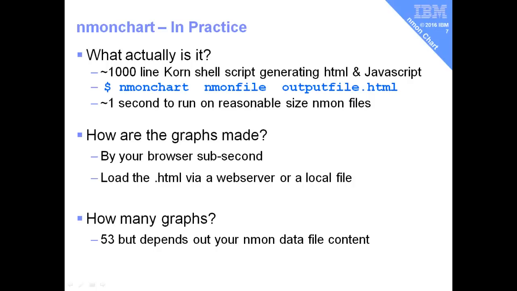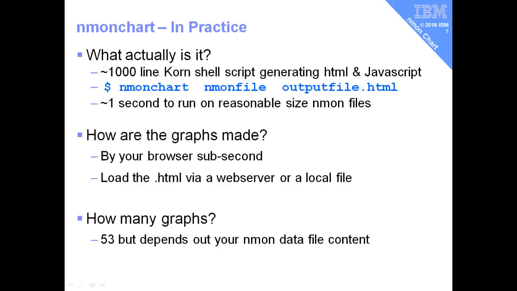You run it like just a command. You give it the nmon file and you give it the output file name. And it takes about a second to run on reasonable size nmon files, by which I mean under 800 snapshots, for example. If you got a couple of thousand, then it will take a bit longer to run, but it will just run through it all. So how are the graphs made?